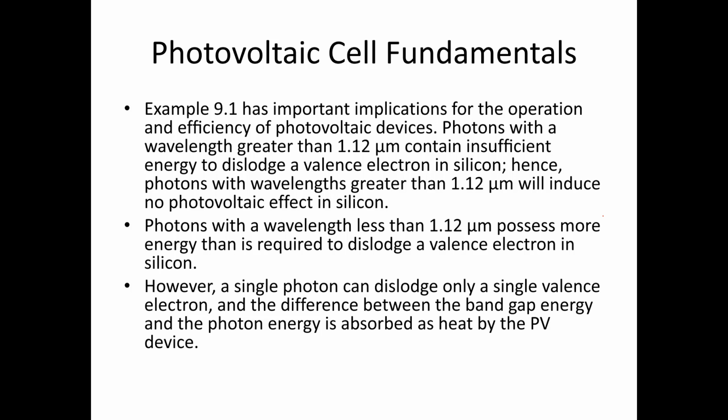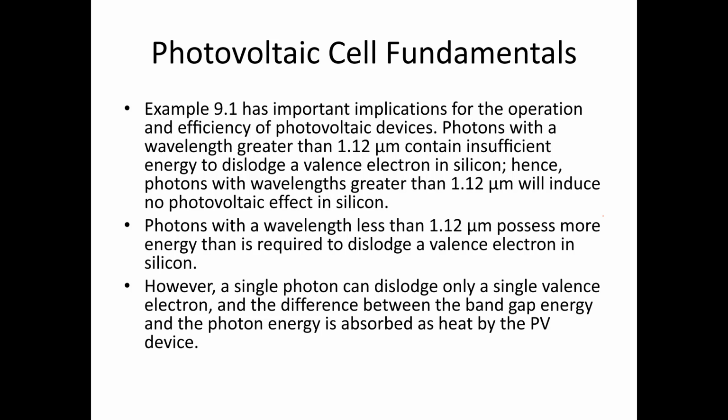Photons with a wavelength less than 1.12 micrometers possess more energy than is required to dislodge a valence electron in silicon. However, a single photon can dislodge only a single valence electron. And the difference between the band gap energy and the photon energy is absorbed as heat by the photovoltaic cell. So basically, it's saying that anything with less than 1.12 micrometer wavelength has more energy than necessary to dislodge the valence electron, and that just results in heat.